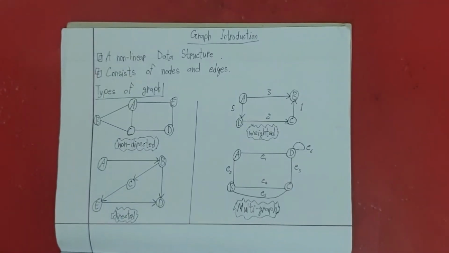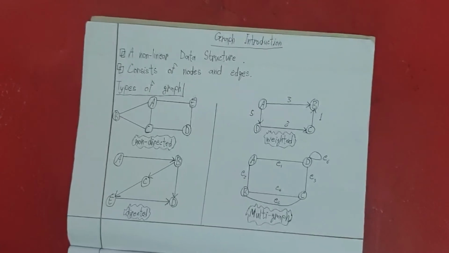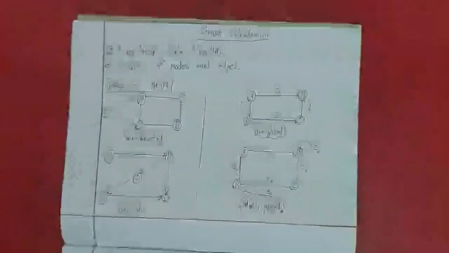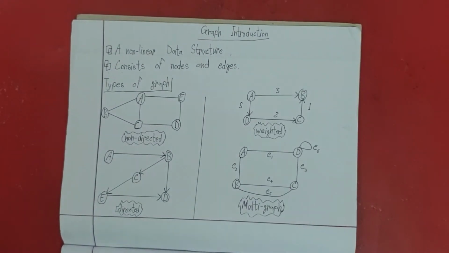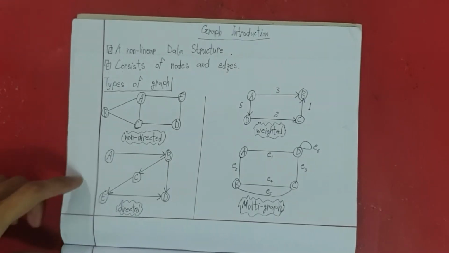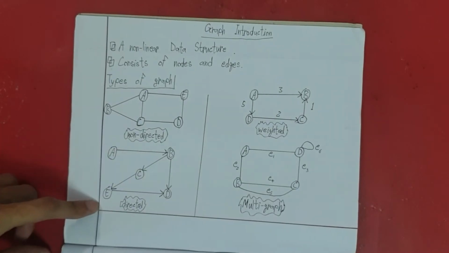First of all, we have the introduction of graph. So what is graph? A graph is a nonlinear data structure. It consists of nodes and edges. Nodes are also called vertices and edges are also called lines or arcs. So then we have types of graphs. We have non-directed and directed graph.